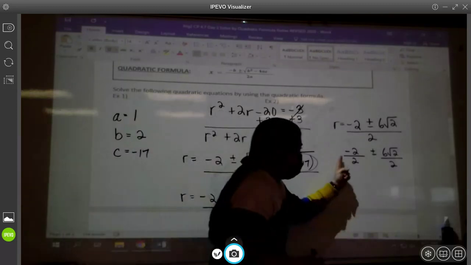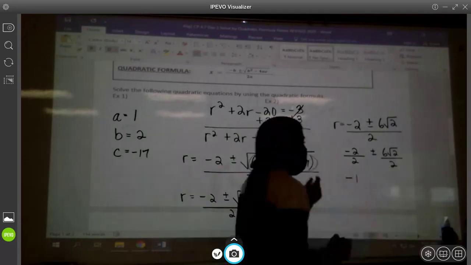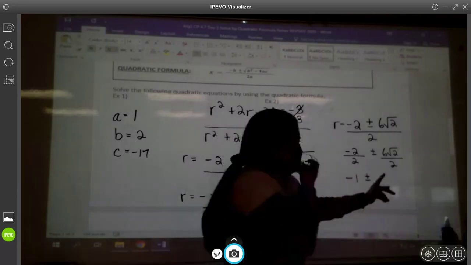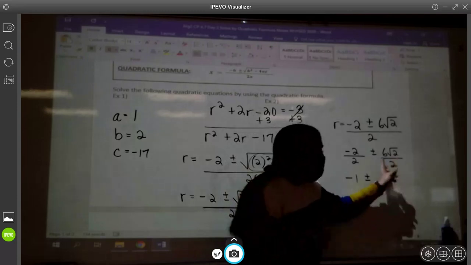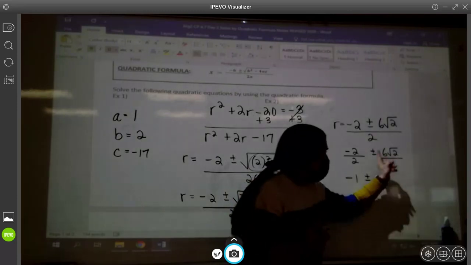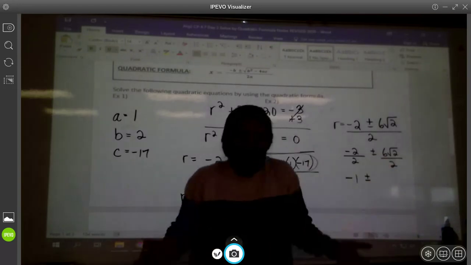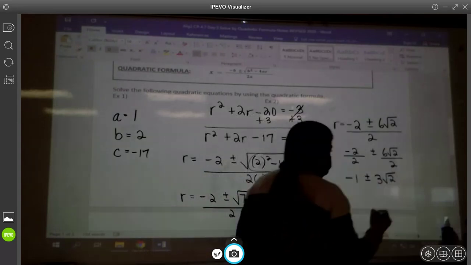What is negative 2 divided by 2? Guys, that actually divides. That's negative 1. And then plus or minus. Again, we'll never be able to get to that 2 because it's stuck under a square root. But I can divide or reduce the numbers in front. What is 6 divided by 2? Guys, that's 3. That's a whole number. So that's going to go to a 3 times the square root of 2.